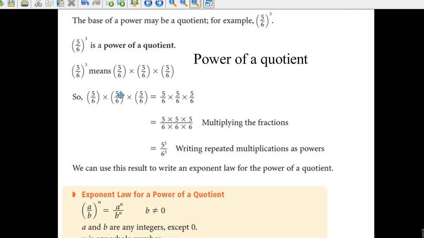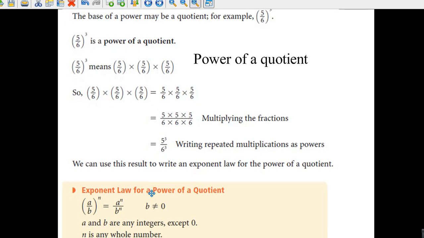And if you know how to multiply fractions, you multiply straight across. 5 times 5 times 5 on the top, 6 times 6 times 6 on the bottom. Well, that's 5 cubed over 6 cubed. But I didn't have to do all that thinking because there's a rule. And the rule is this.